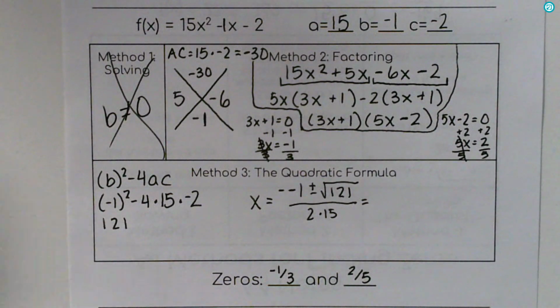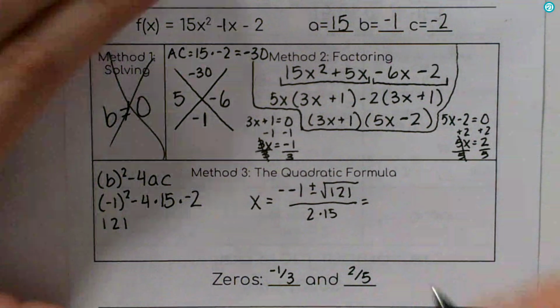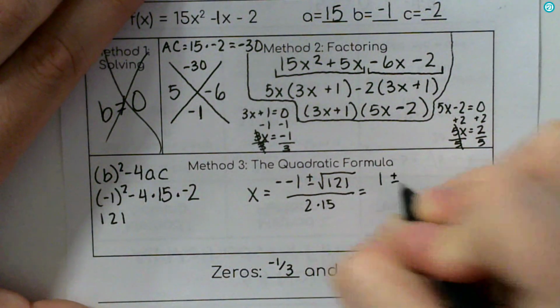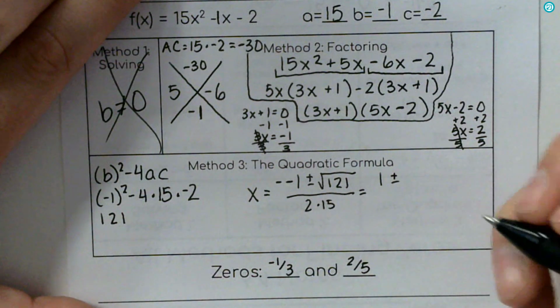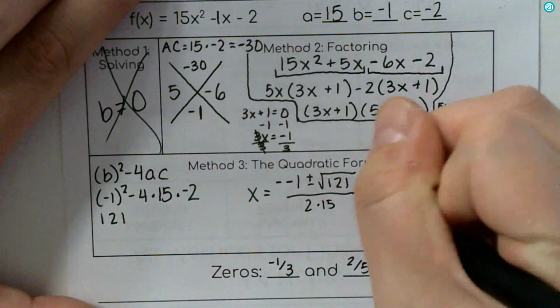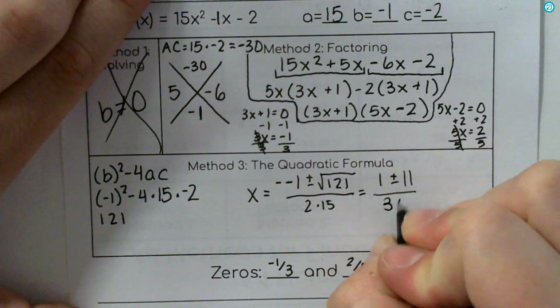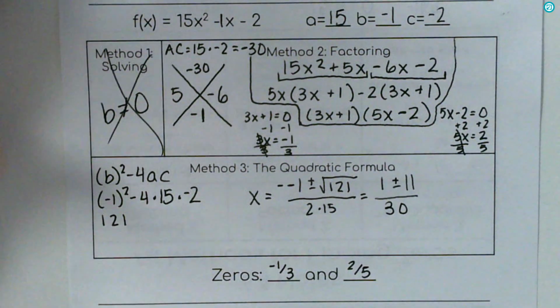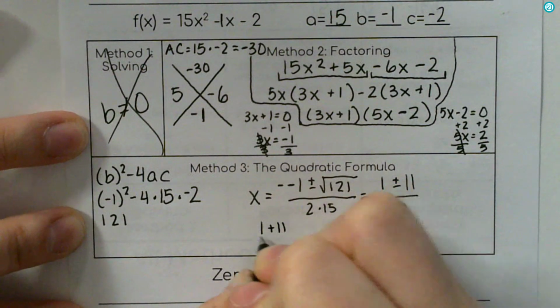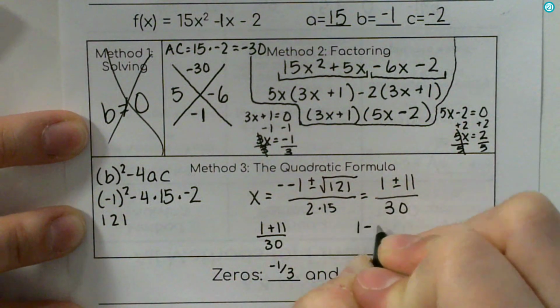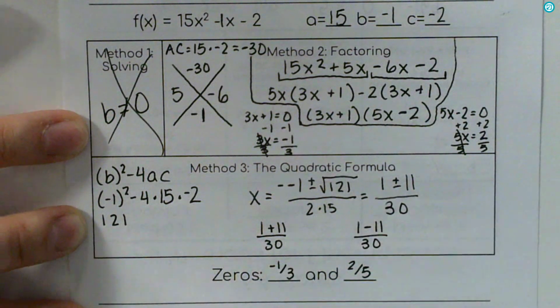Okay. Now I'm going to flip my negative 1 to be positive 1. I'm going to take the square root of 121, which is 11. And then I'm also going to multiply 2 and 15, which is 30. Okay. 1 plus 11 over 30 is going to give me one of my answers, and then 1 minus 11 over 30 is going to give me my other.